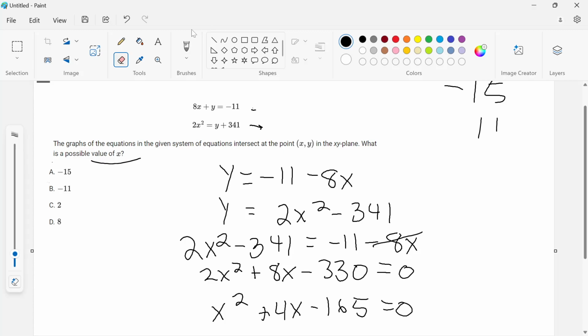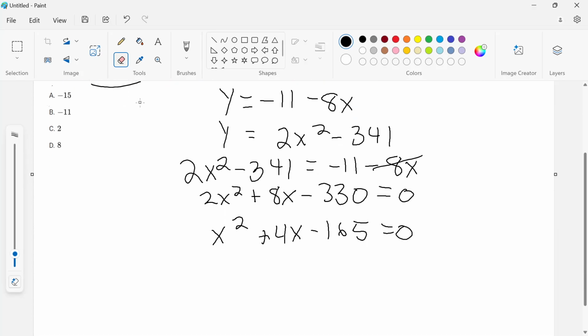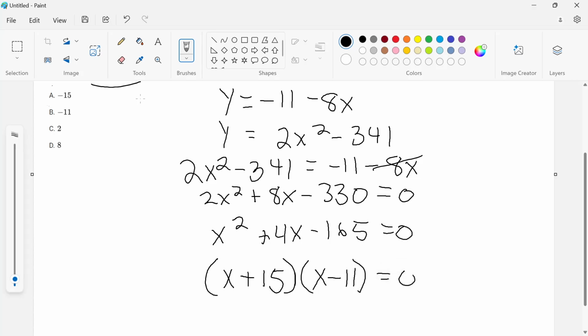So I don't know the answer is negative 15, but I'm going to look at those, and I'm trying to find numbers that multiply to negative 165 and add to positive 4. Well, 8 times 2 is 16, 8 times 11 is 88, 8 times 15 is 120. So it's going to be 11 and 15, and the 15 has to be positive, because when I add them, I want a positive 4. x plus 15, x minus 11 equals 0. That's how I factor it.